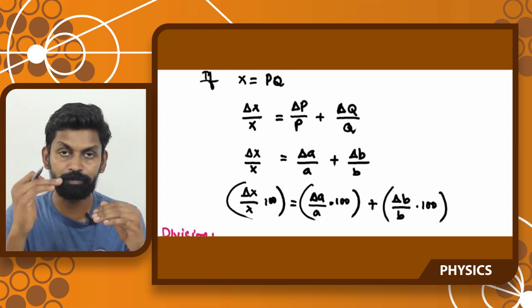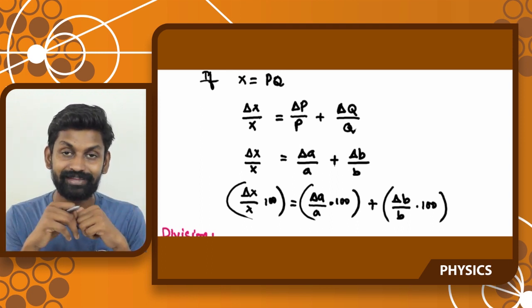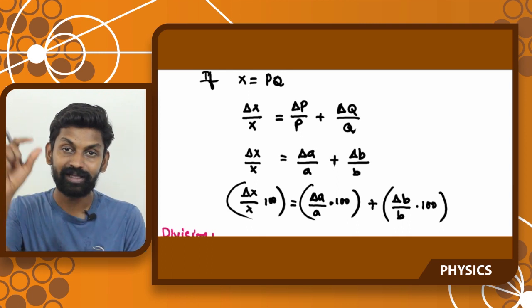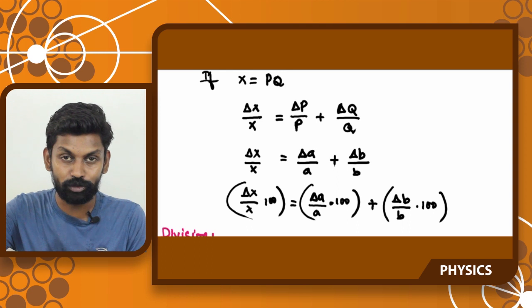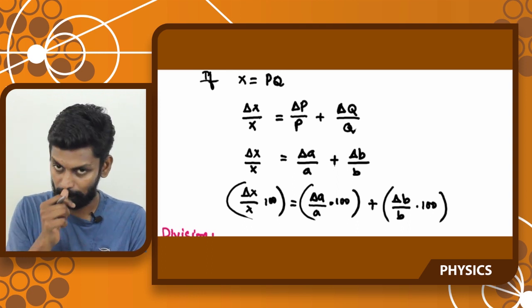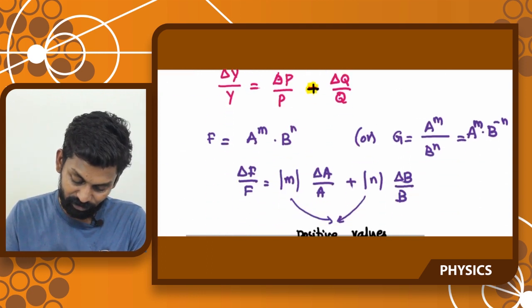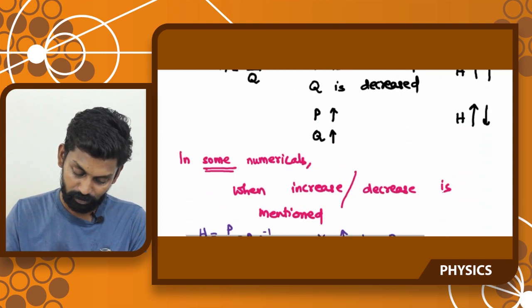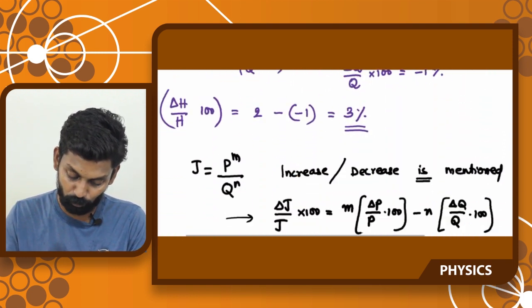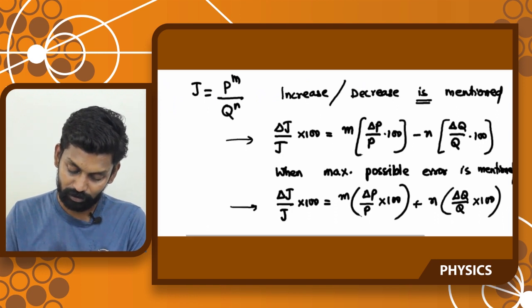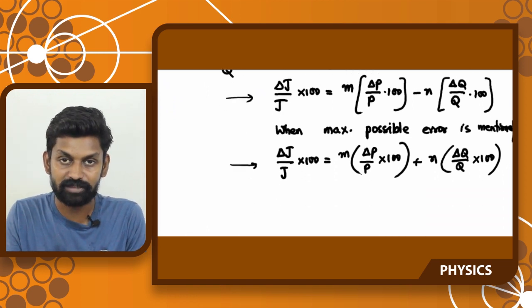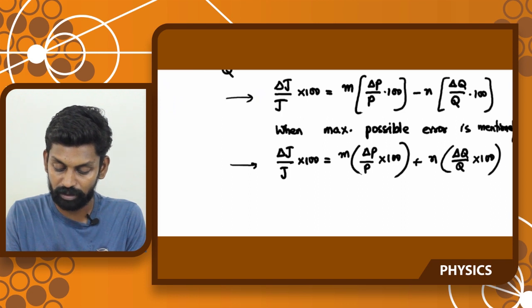Also, if x is equal to p power m into q power n, then the relative error in x will be equal to the exponent of p times the relative error in p plus the exponent of q times the relative error in q. And we have also seen division with powers involved, and what happens when increase and decrease are mentioned. So this is the end of error analysis. We will move on to our next topic, significant figures.